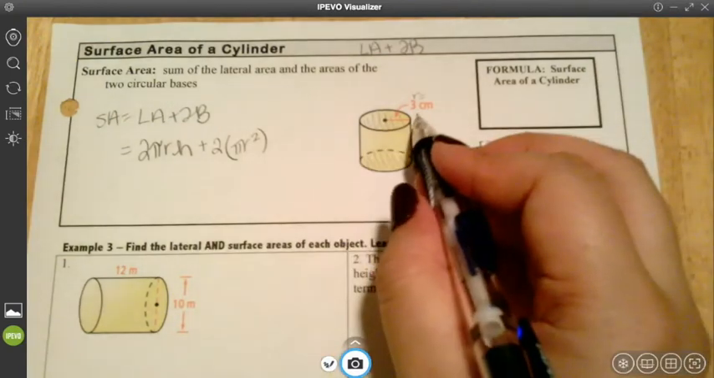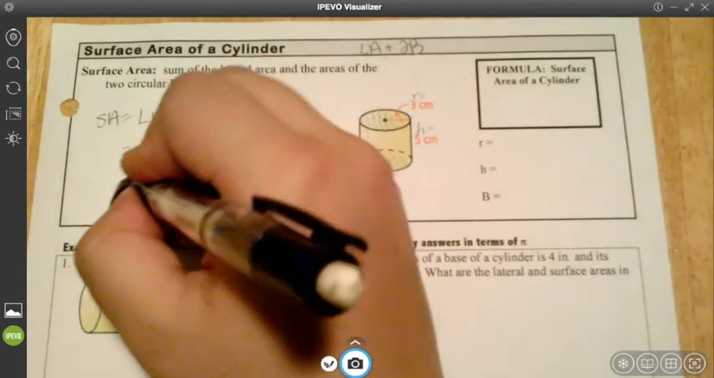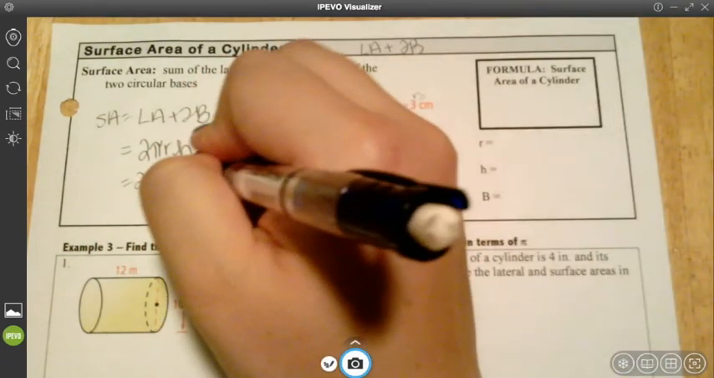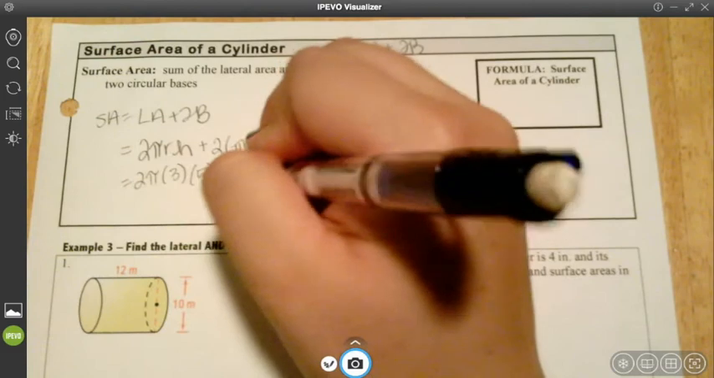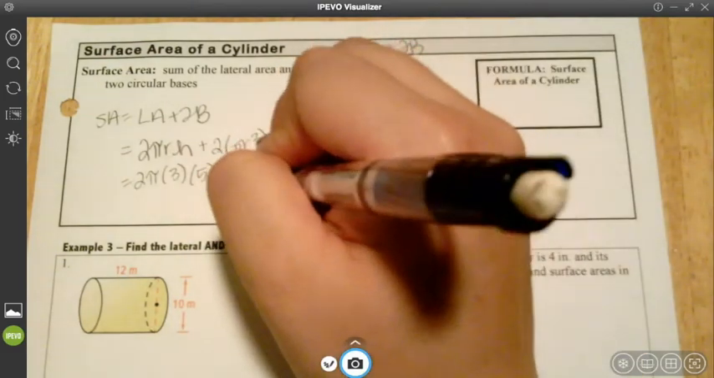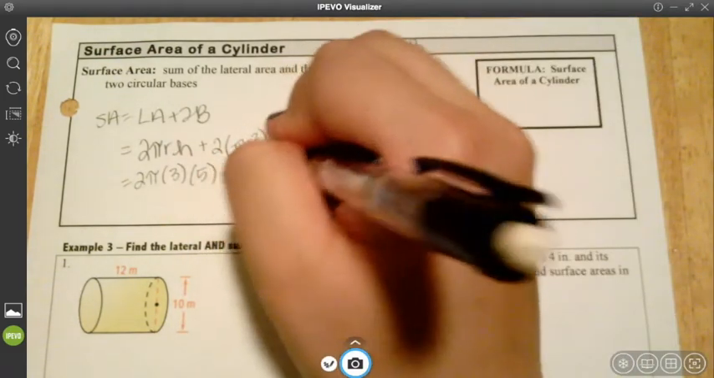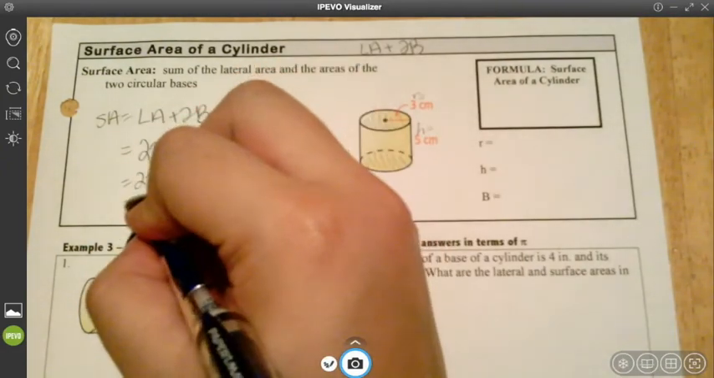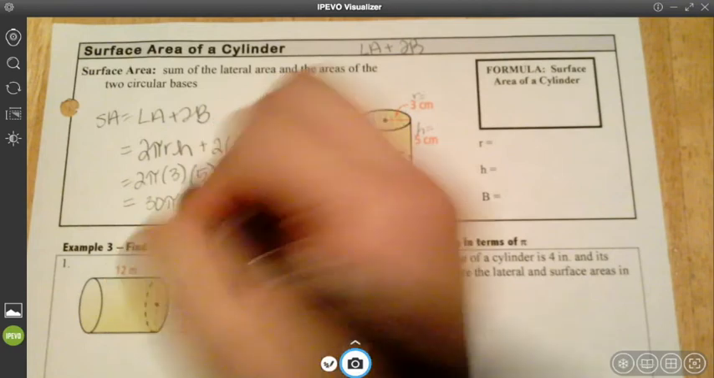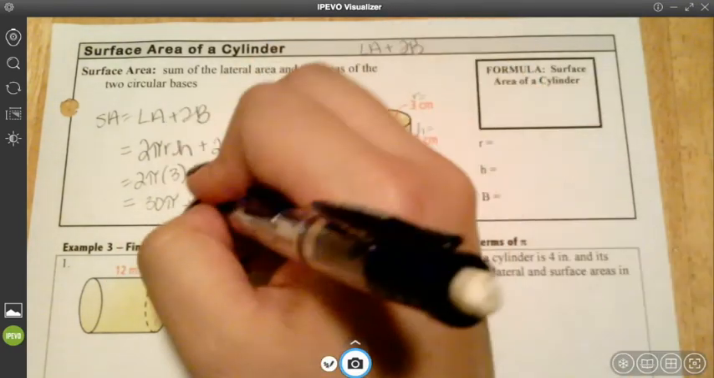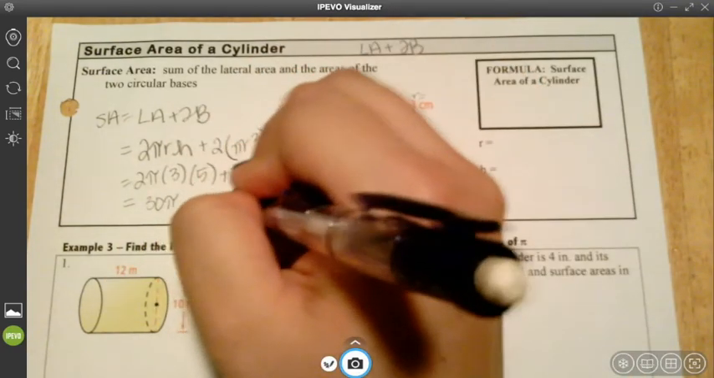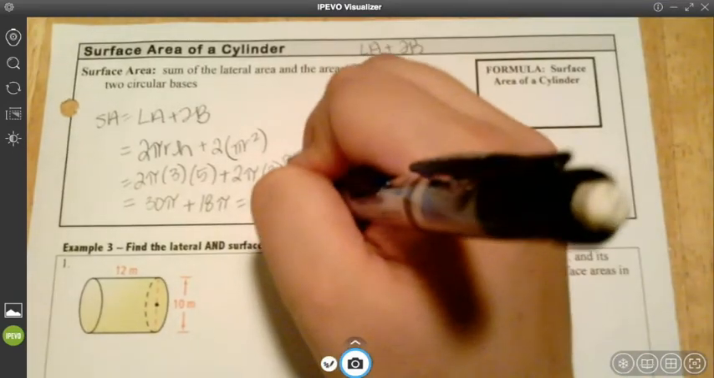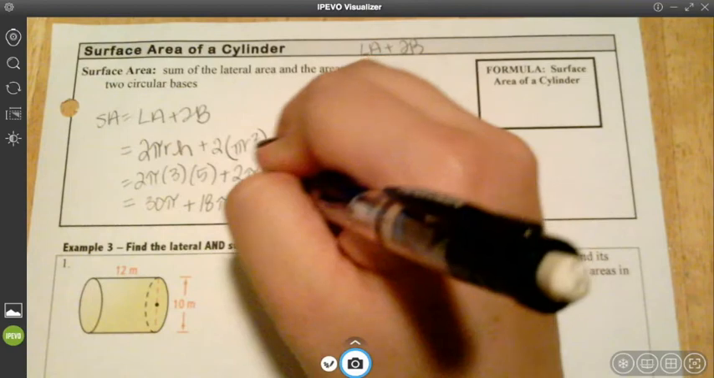So if I substitute the values that we have here, that would be 2 pi times 3, height is 5, plus 2 pi, our radius is 3 squared. So that's 30 pi plus 9 times 2 is 18 pi, giving us 48 pi. Units are centimeters. It's still an area, so it is squared.